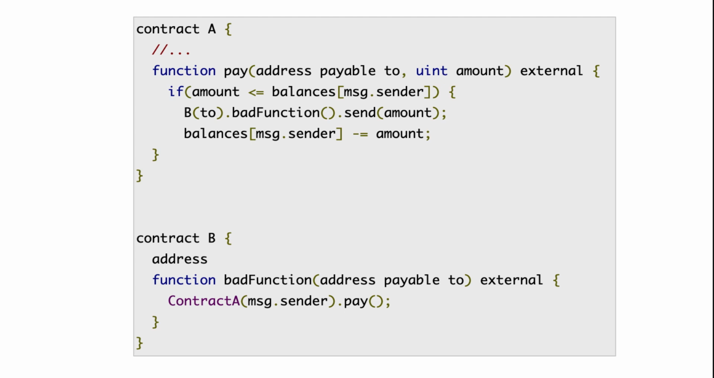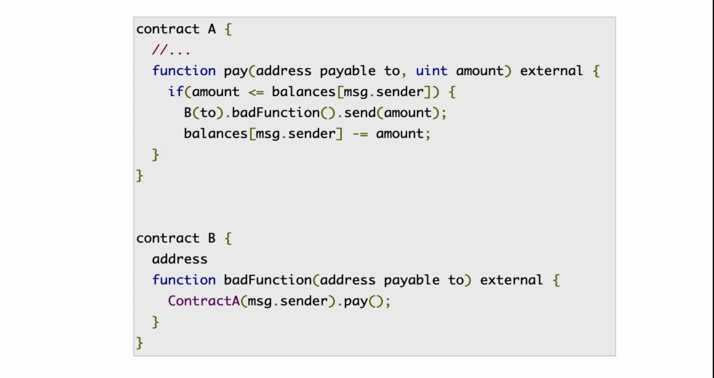The attack is going to work this way. Contract B is going to call the pay function in contract A. This pay function takes two arguments: an address where we want to send the ether, and an integer amount to specify how much we want to send.